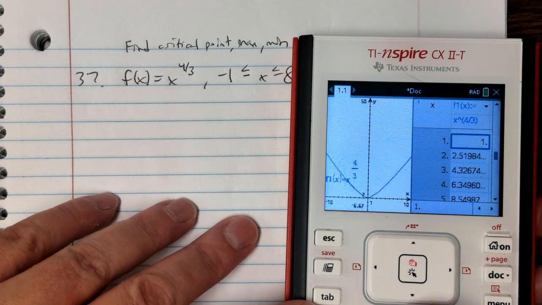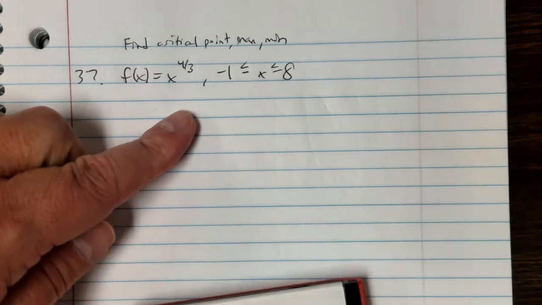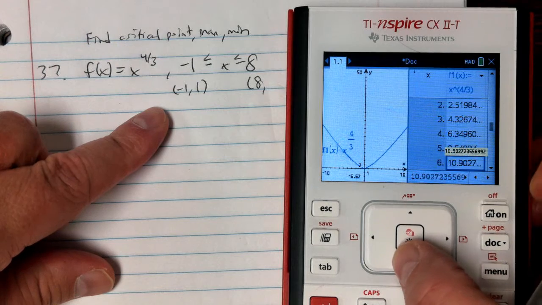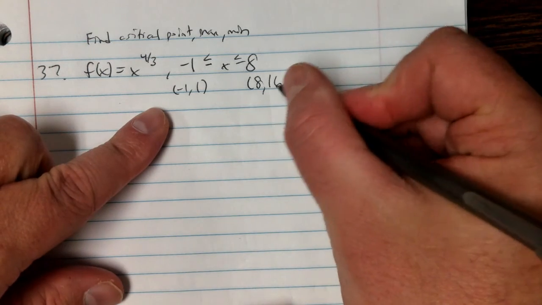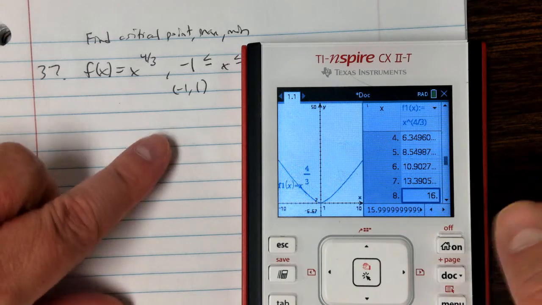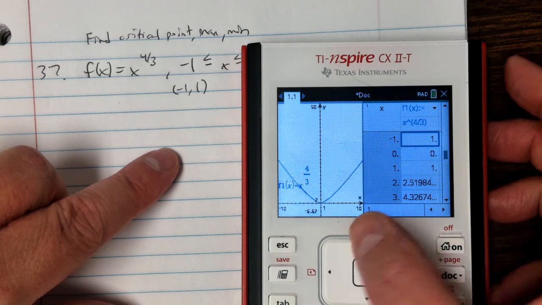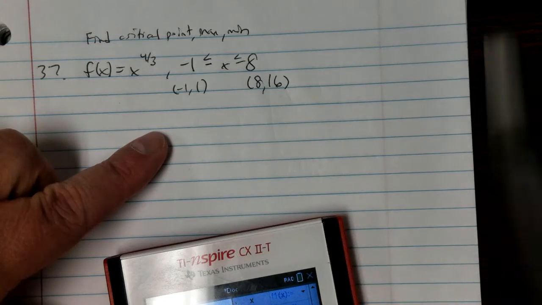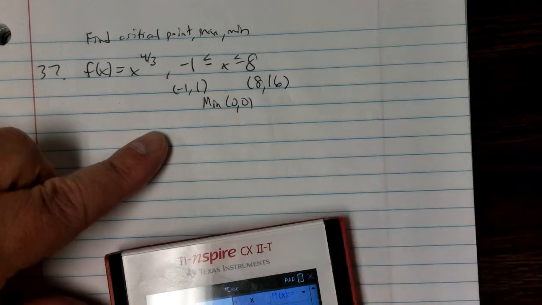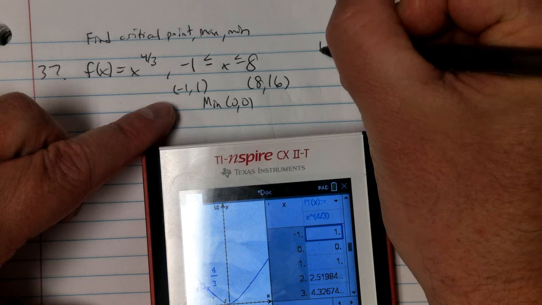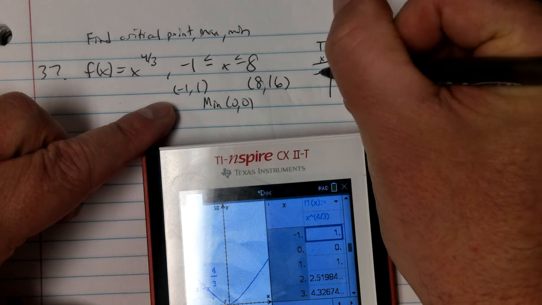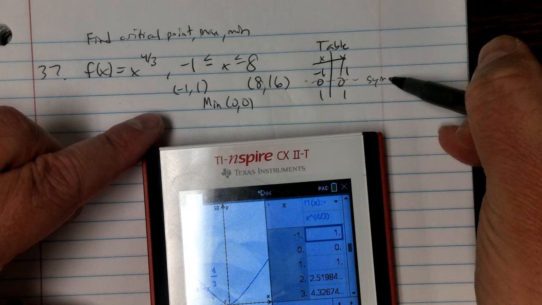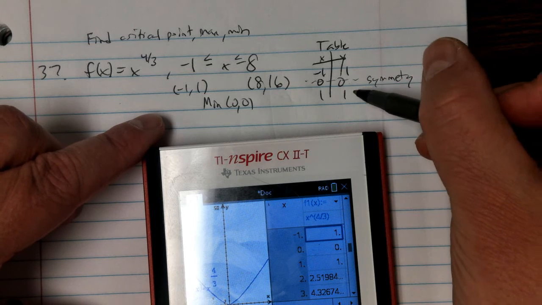So go to your table. It's probably the easiest method. And at -1, it's 1. And at 8, it's 16. And then we have a few symmetric points in here, and looks like your minimum would be 0, 0. So I got that from symmetry on the table. So this would be your symmetry. And so I know this is the lowest point or minimum.